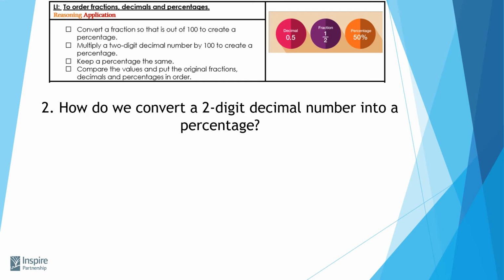Next we need to think about how we're going to convert a 2-digit decimal number into a percentage. So again, before I go ahead and reveal those answers to you, I'd like you just to have a think to yourself. So I'm just going to be quiet for a moment, or you can pause the video, and you can think about what you need to do. I'm going to just put an example on the screen, 0.54. And I'd like you to think about what you could do in order to convert that to a percentage.